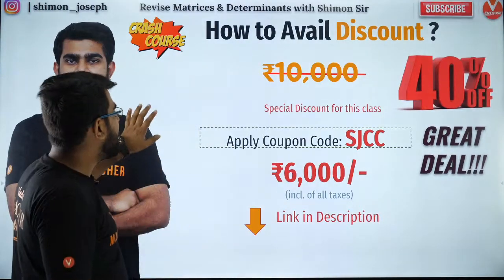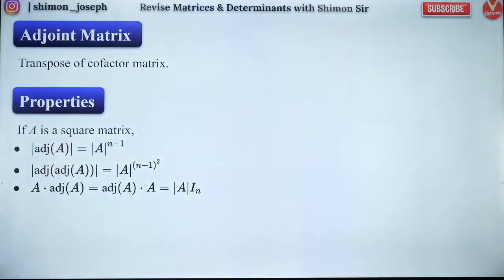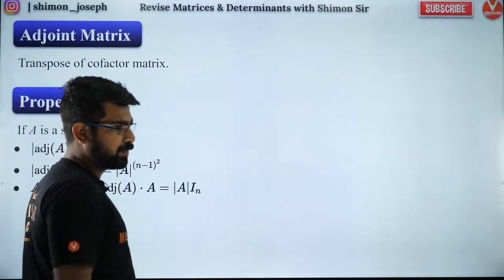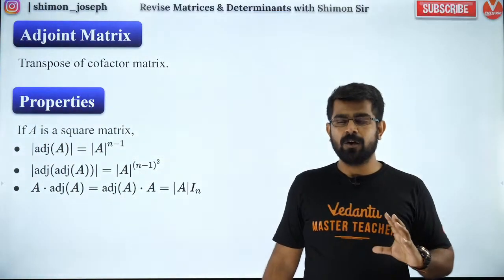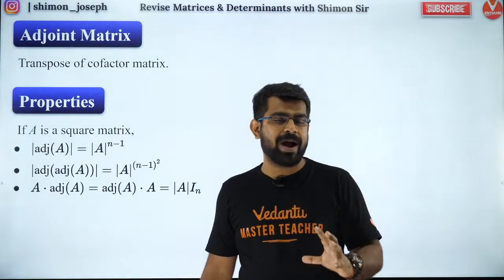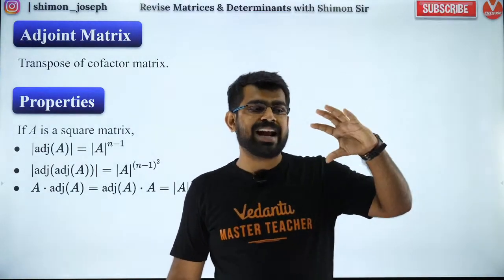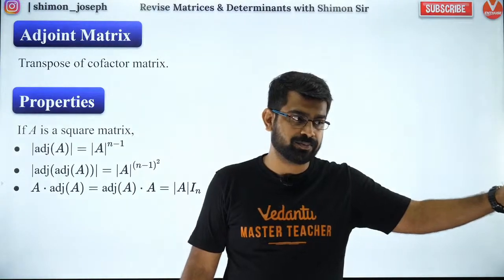Okay. So fantastic, guys. With that, let's continue our discussion. Let's come back to adjoint of a matrix. What is adjoint of a matrix? It is nothing but transpose of the cofactor.